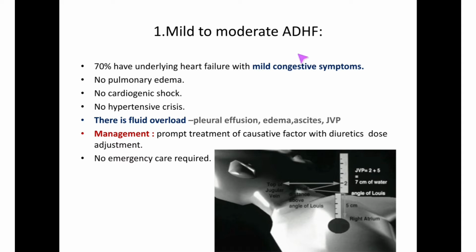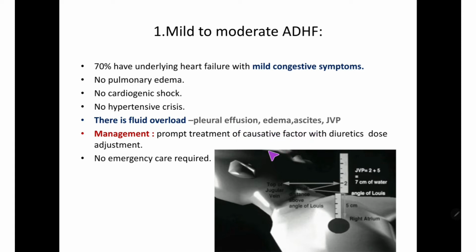First is mild to moderate acute decompensated heart failure. As I said, it occurs in most patients, and these patients will have an underlying heart failure with mild congestive symptoms. There will be no pulmonary edema, no cardiogenic shock, and no hypertensive crisis in this patient. Basically, the patient is having some fluid overload, like pleural effusion, edema, ascites, and raised jugular venous pressure.